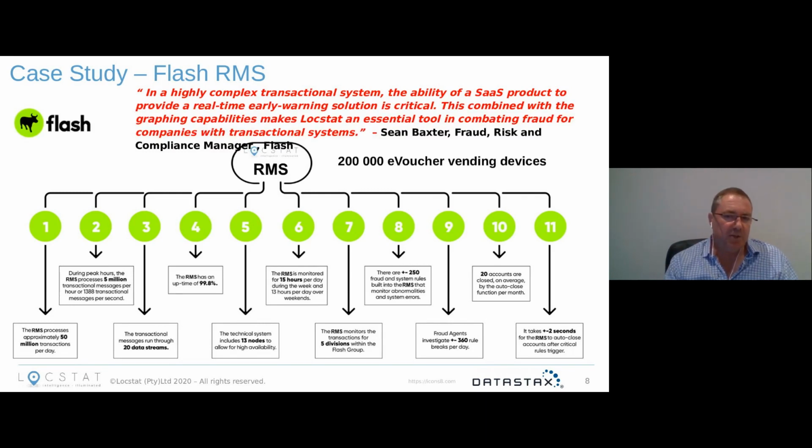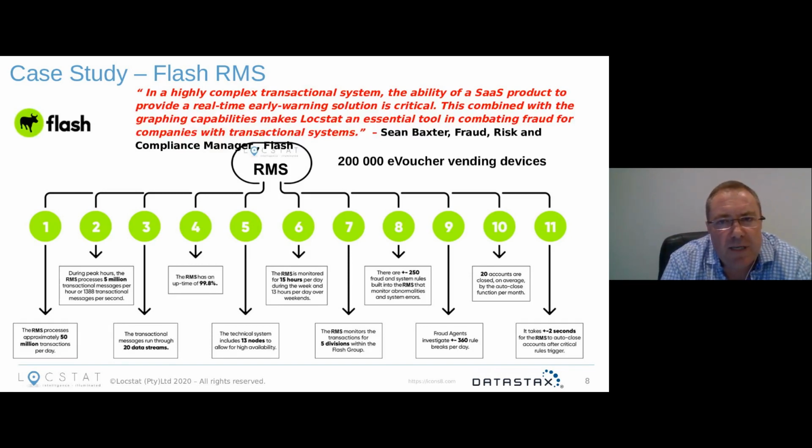We also close accounts in real time if critical rules are broken, and in the region of about 20 accounts are closed on average per month, which gives you a very good indication of how we manage to control false positives and false negatives. And then, of course, once a critical rule is broken, it takes about 2 seconds for the system to put a message back in the environment to automatically close an account.